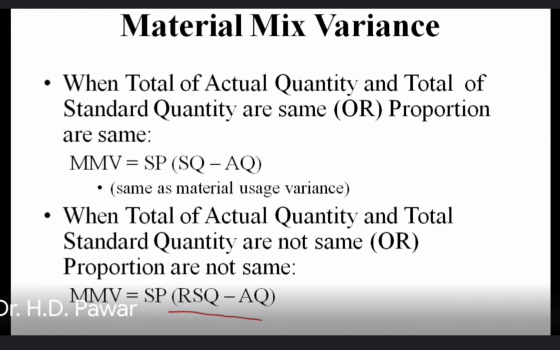We will discuss it further when we start the practical example. But there are two situations to calculate MMV, material mix variance: when totals are the same, and when totals are not the same, or the proportions are not the same. If totals are the same, then material usage variance itself is material mix variance, meaning three variances are possible. But if totals are not the same, then material usage variance and material mix variance are both separate and different.